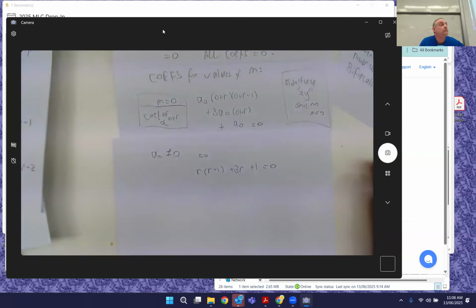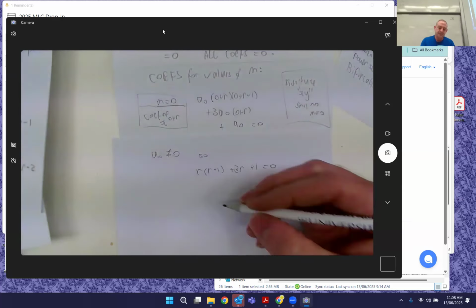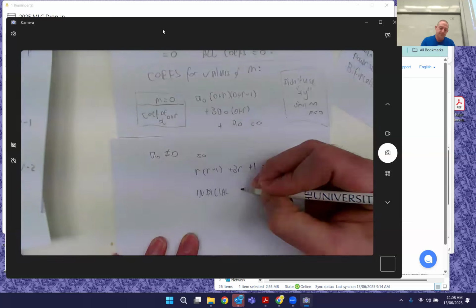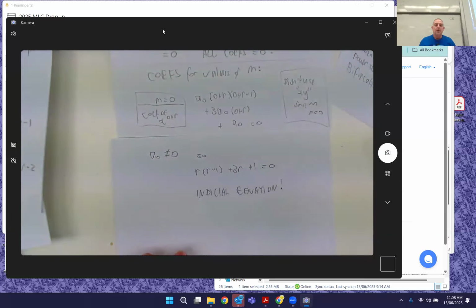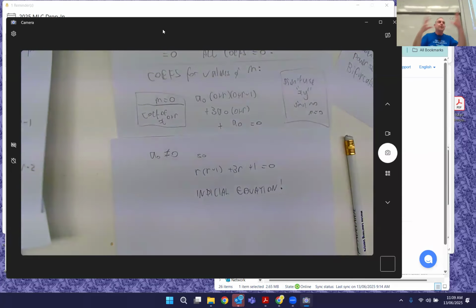What's that? This is the indicial equation. And it always comes from the earliest m that appears anywhere in your sums, which is usually m equals 0. But sometimes if you've shifted all of them, then sometimes you get m equals minus 1.